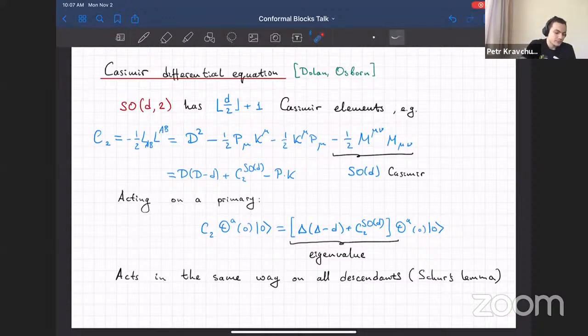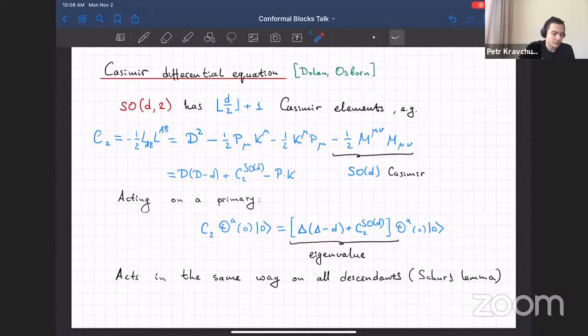For example, you have the quadratic Casimir, which in terms of explicit conformal generators is given by this expression, and its claim to fame is that it commutes with all the conformal generators. It's some particular quadratic polynomial in conformal generators, and it commutes with P, it commutes with K, it commutes with M, and it commutes with D.